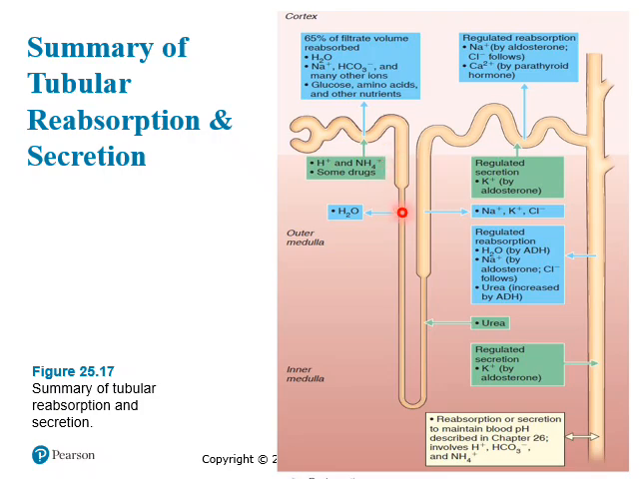Then you have the nephron loop. There is your nephron loop. Now, in the descending limb, water can leave, but solutes cannot. In the ascending limb, water cannot leave, solutes can.